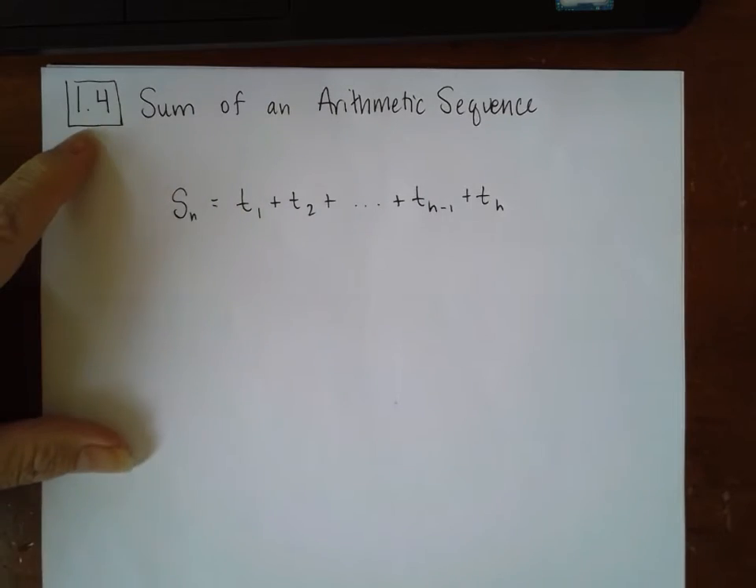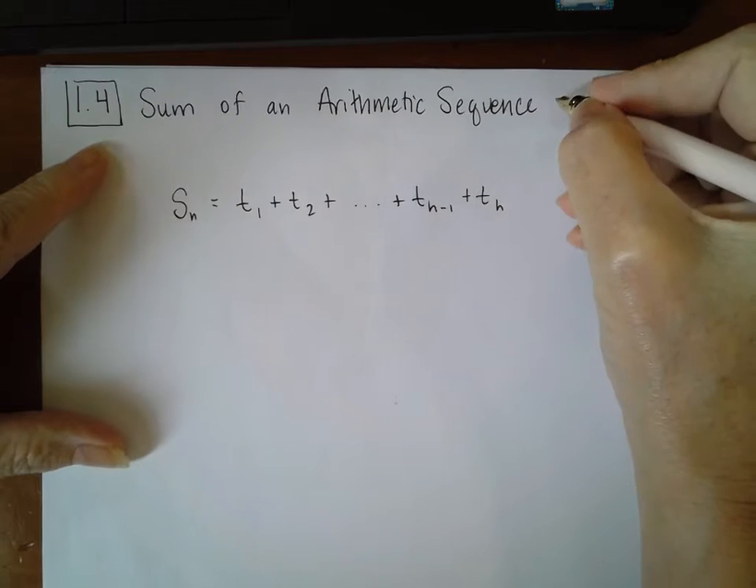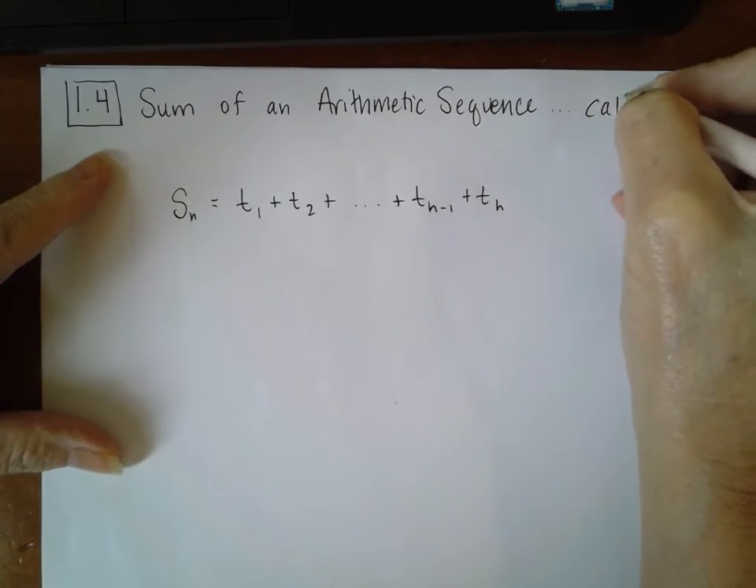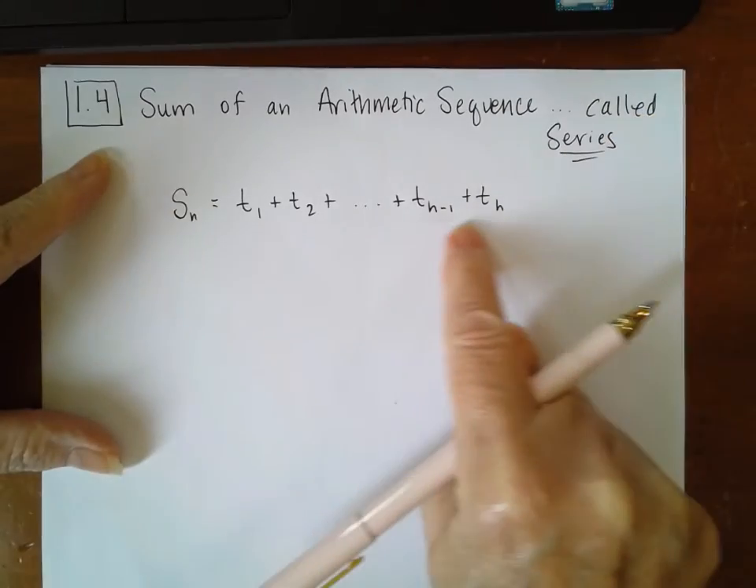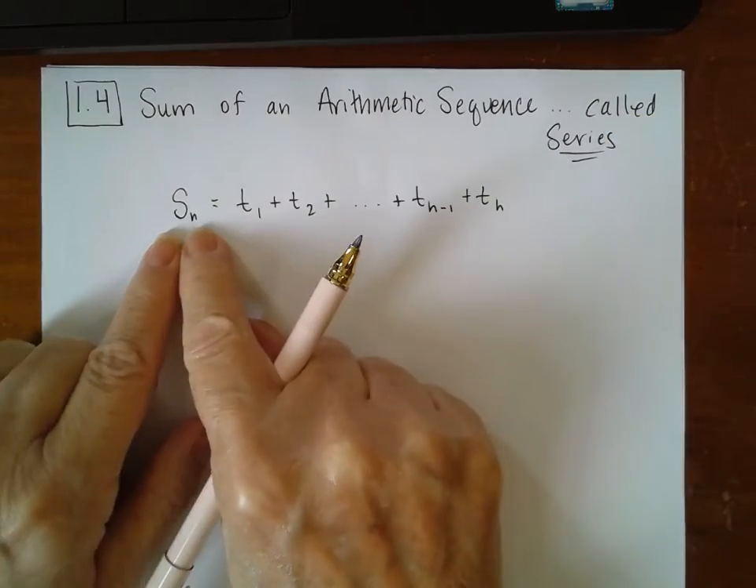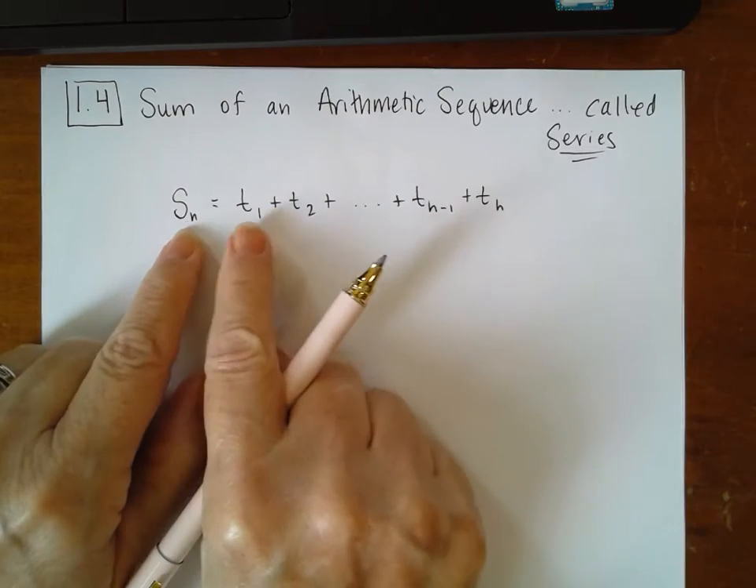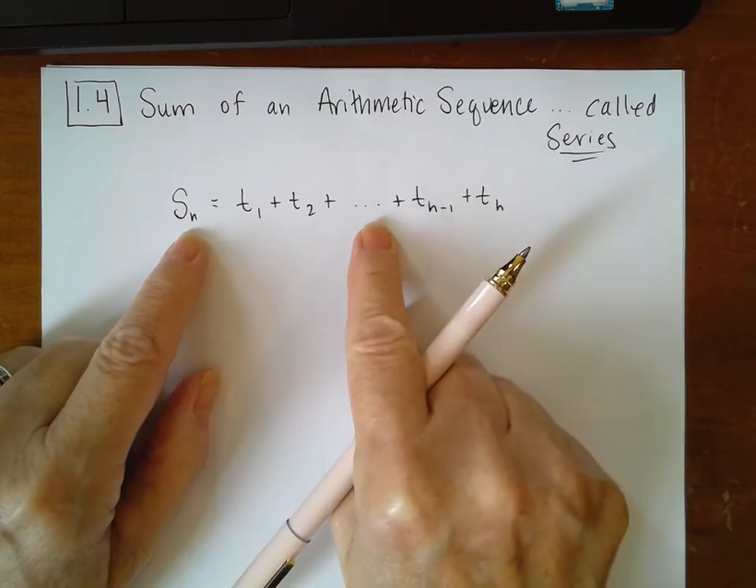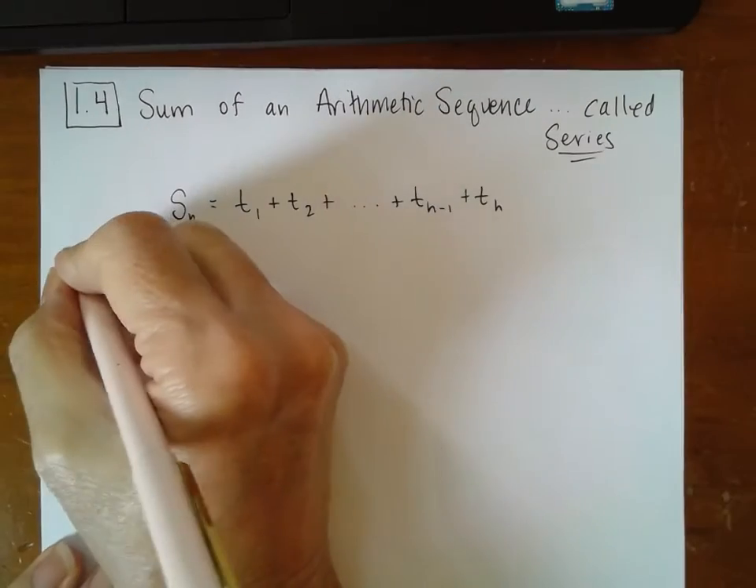This is a video for 1.4, sum of an arithmetic sequence. Sums of an arithmetic sequence are actually called series. So when I have these addition signs, it's a series. I call this S sub n, so the sum of the sequence is the first plus the second plus the third plus so on, until I get all the way up to the nth term.